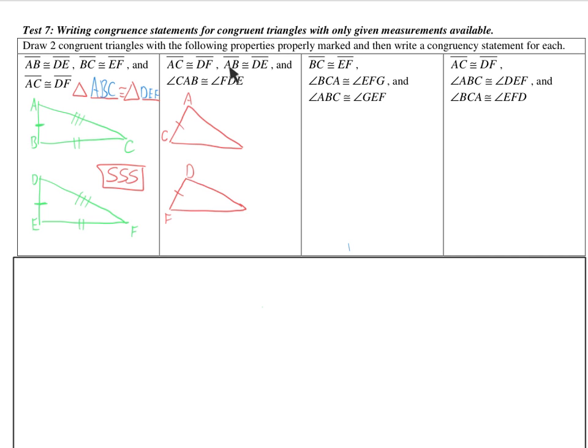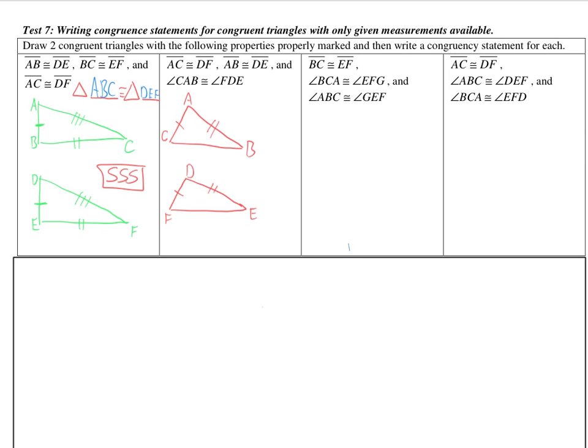Next, it says that AB is congruent to DE. So AB, we have to put B over here. So AB is congruent to DE. So I'd have to put E right here. So with AB congruent to DE, we now have our two triangles. But we still need to focus in on this last angle.